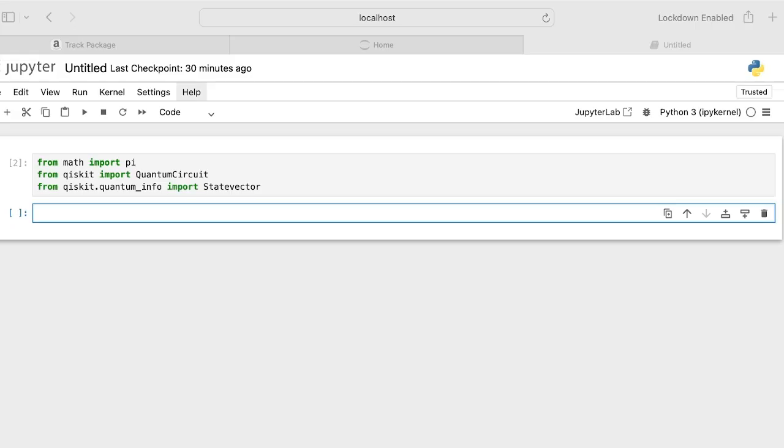Okay, got the imports. Where were we? All right, let's initialize a quantum system. We'll initialize a quantum circuit, just call it QC. Quantum circuit, and we'll just give it 1 qubit for now.